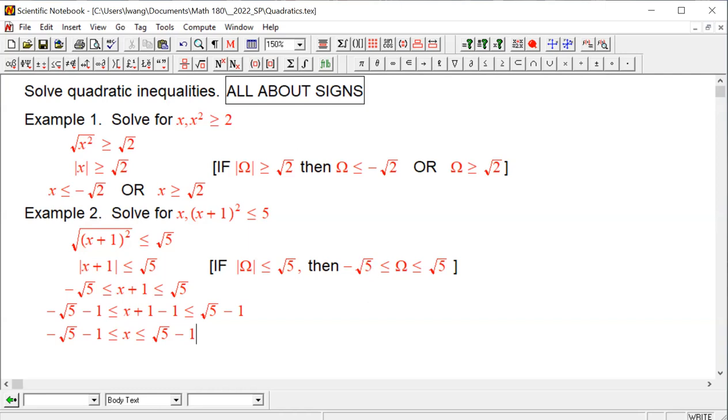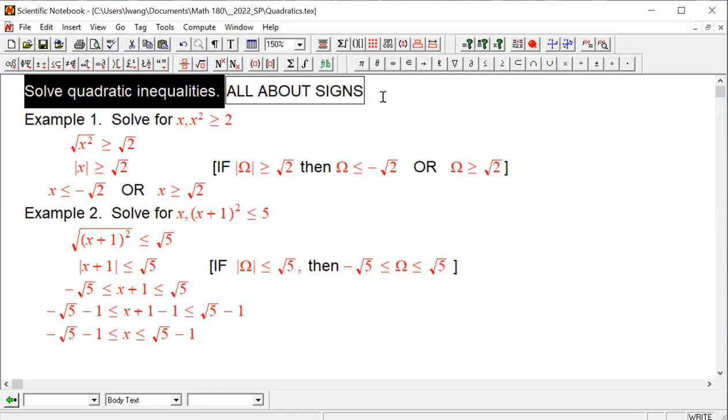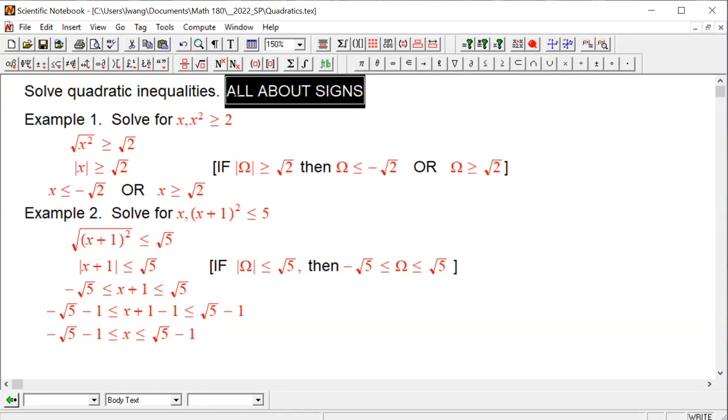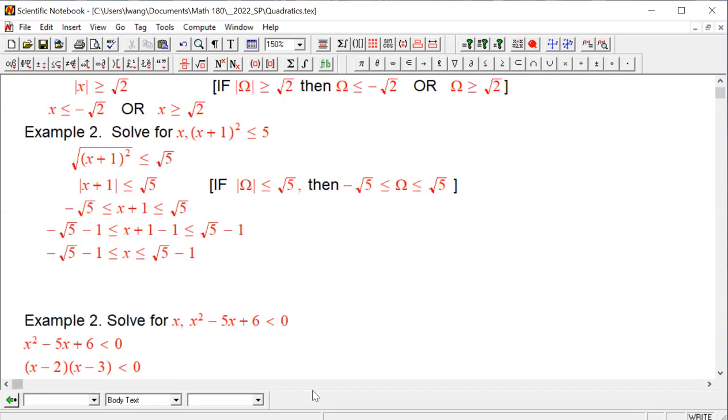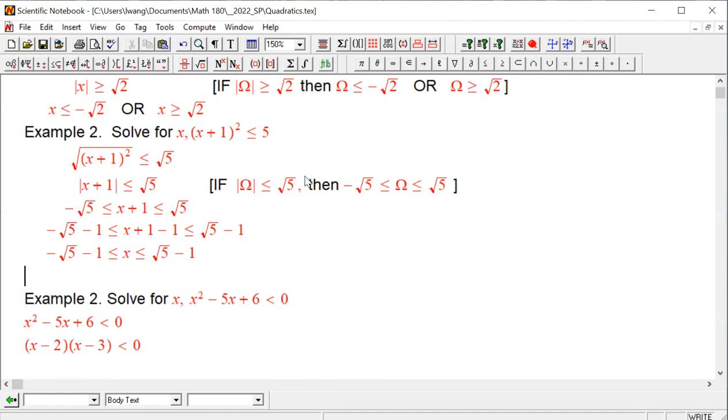The last 4 methods we talked about for solving quadratic inequalities are all about signs. Now I'm going to give you some more examples. Let's look at some other cases. And this example is example number 3.